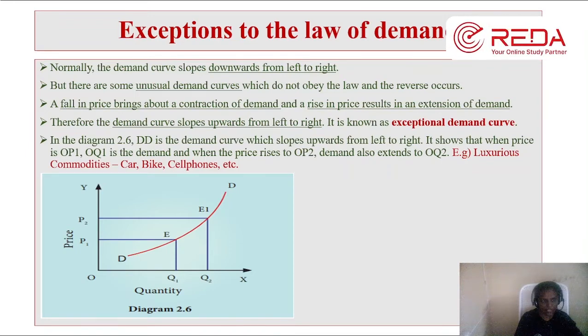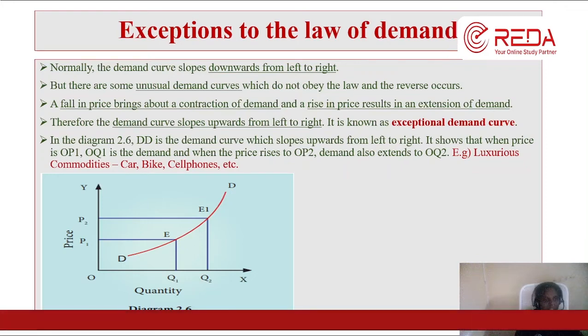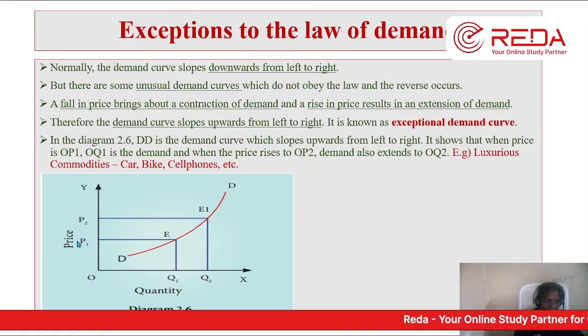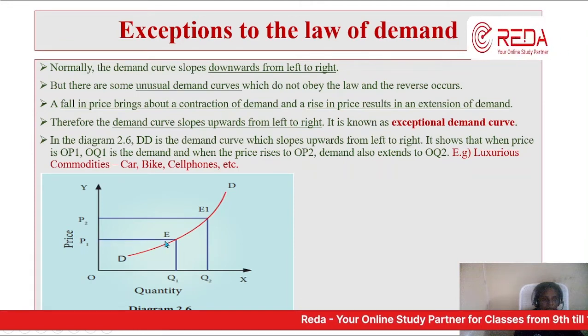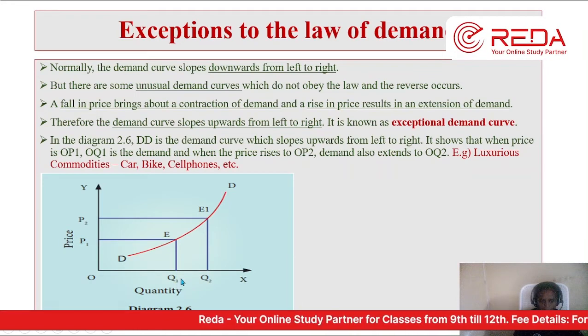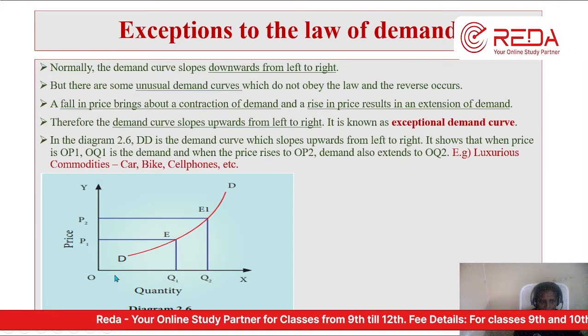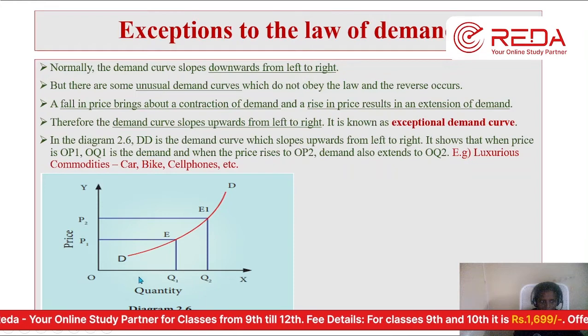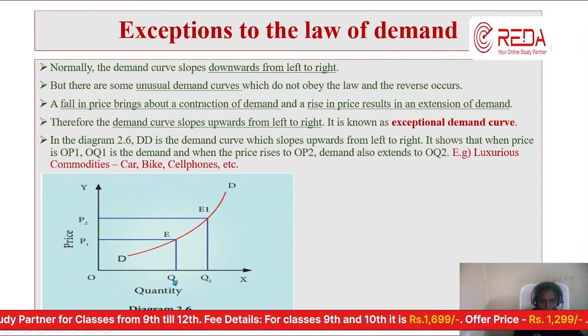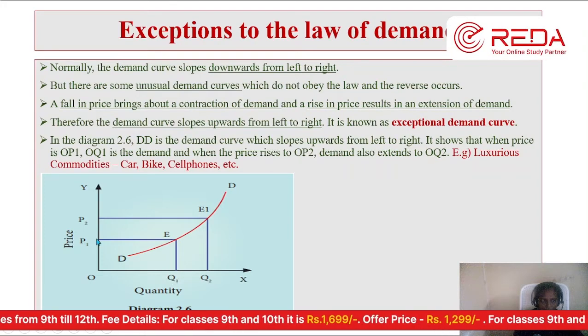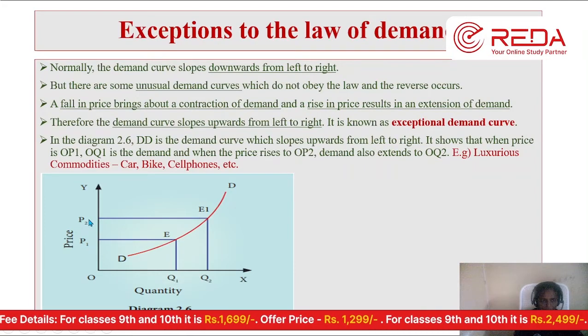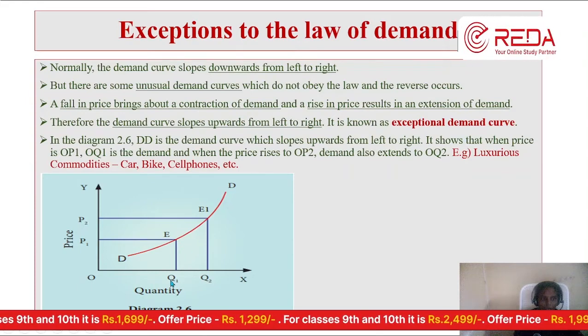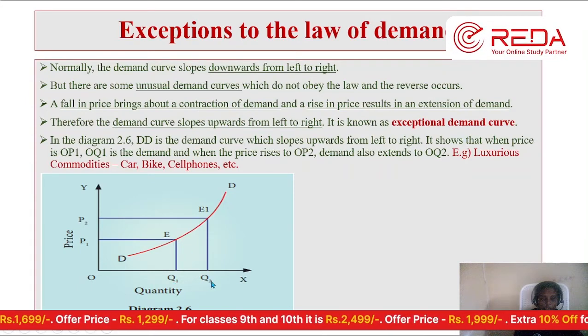How does it happen? When the price level of the commodity changes, what will the quantity demanded be? There will be an extension in the quantity demanded. See here, if the price level is P1, the quantity demanded will be from 0 to Q1. This is the quantity of the commodity consumed by the consumer. If the price of the commodity increases from P1 level to P2 level, at that time also the quantity demanded still increases from Q1 to Q2 level.